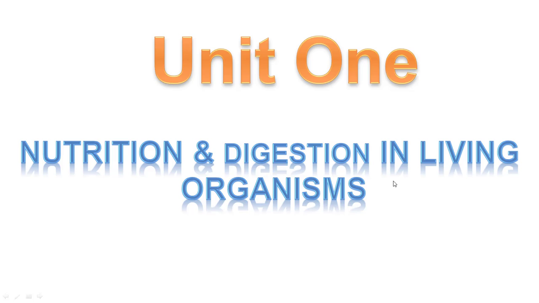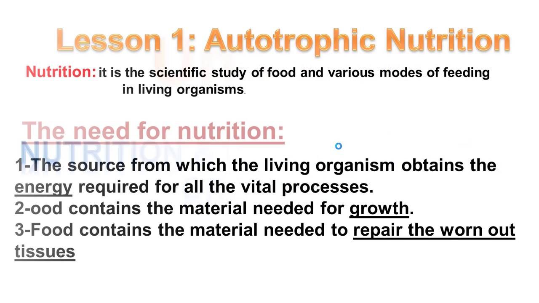In our curriculum about biology class, Unit 1 is about nutrition and digestion in the living organism. Lesson 1 will be about autotrophic nutrition. Nutrition is the scientific study of food and various modes of feeding in living organisms.